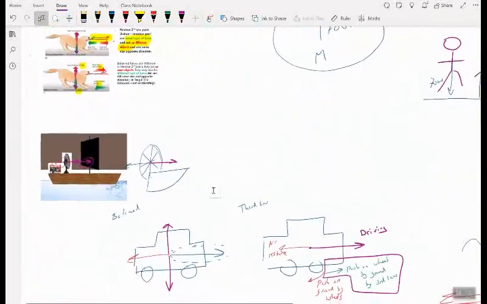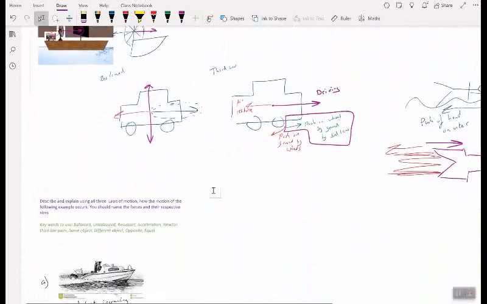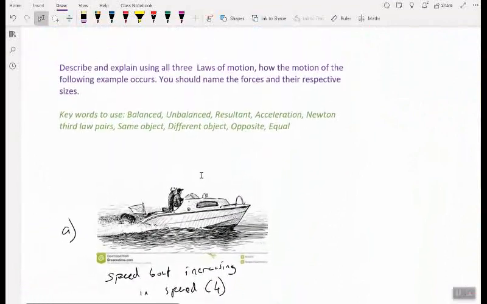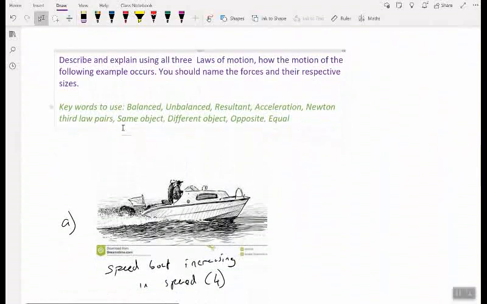Let's look at an example of a question of this. A very similar question to what came up a few years ago that lots of people struggled with actually. I think it was a 4 or 5 mark question. Describe and explain using all 3 laws of motion how the motion of the following example occurs. You should name the forces and their respective sizes. So I've given you some help here: balanced, unbalanced, resultant, acceleration, Newton's third law pairs, same object, different object, opposite, equal.